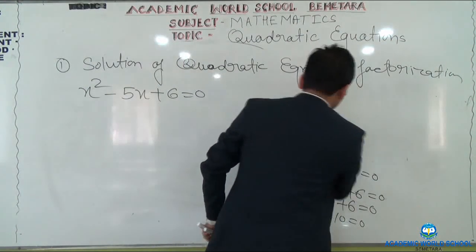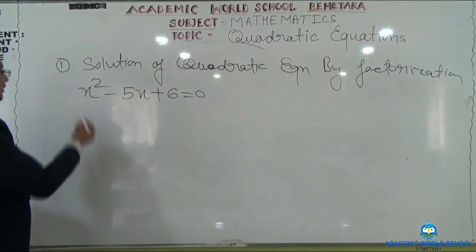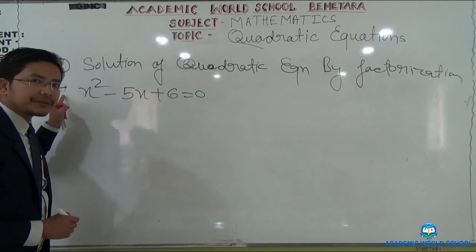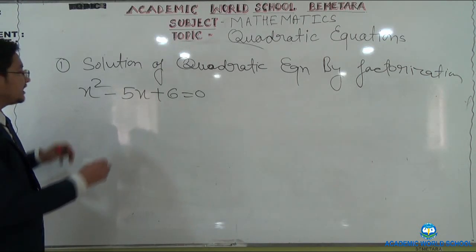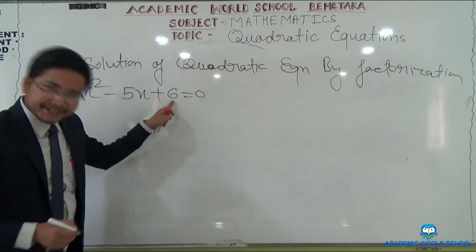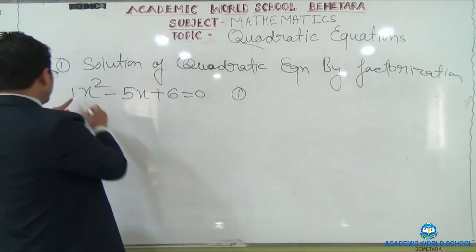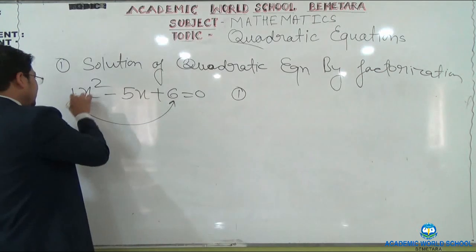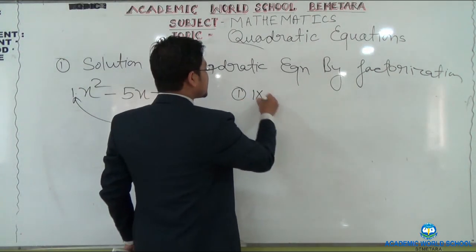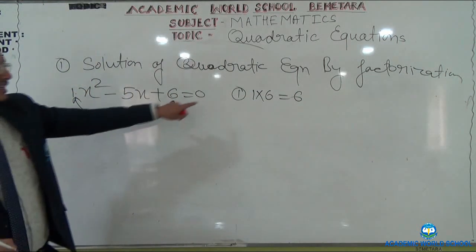So please have a look over here. What is the coefficient of x square? That is 1. And what is the constant term? 6. So the first step is to multiply the coefficient of x square and the constant term. So this is 1 into 6, that is equal to 6.